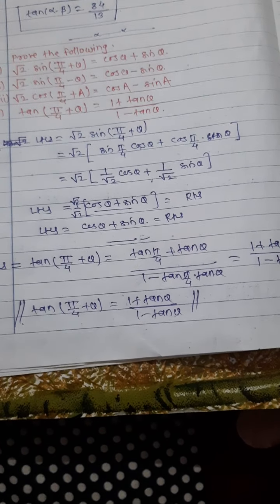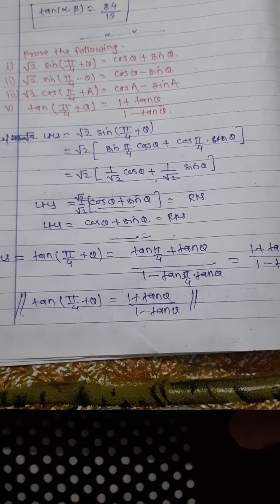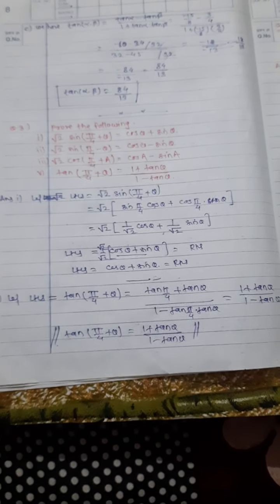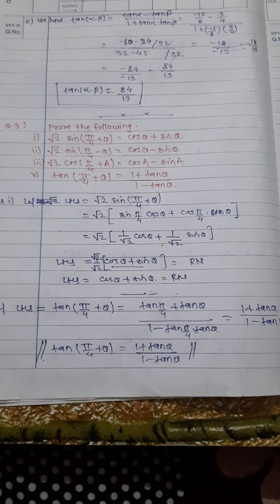Again I will take one more example, that is the last one, the fourth one. Prove that tan of pi by 4 plus theta is equal to 1 minus tan theta upon 1 plus tan theta. Very simple, friends. In the same way we take the LHS. So what is LHS? LHS is equal to tan of pi by 4 plus theta.